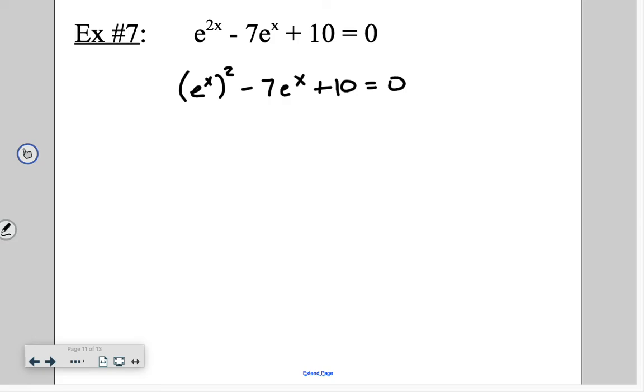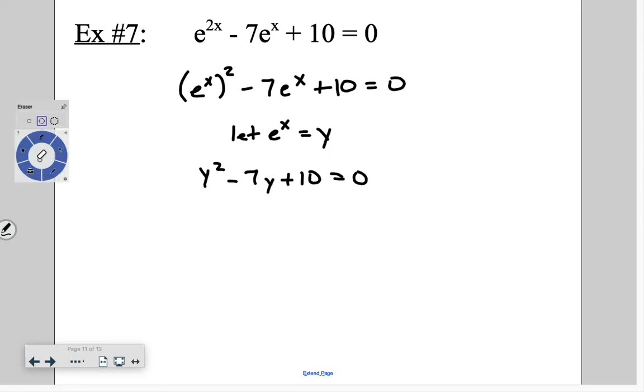If you don't see it, let me do one more step. Let's take the e to the x's and let e to the x equal y. If I do that, let me take e to the x out and put y in here. I would then have y squared. Let me take e to the x out and put y in that spot. Now do you see it? It's just a factoring problem. But instead of factoring x and x, you're factoring with e to the x's. So it fits with what we're doing currently. The only difference is this is really just a quadratic equation.